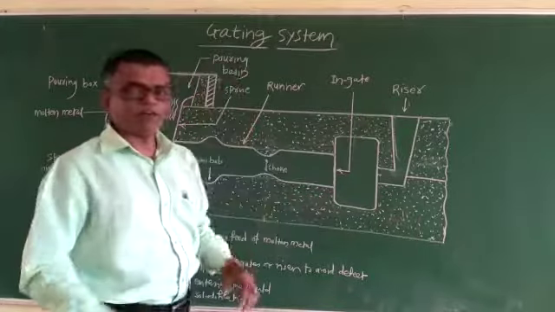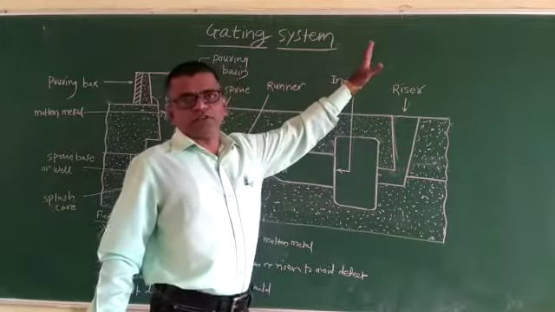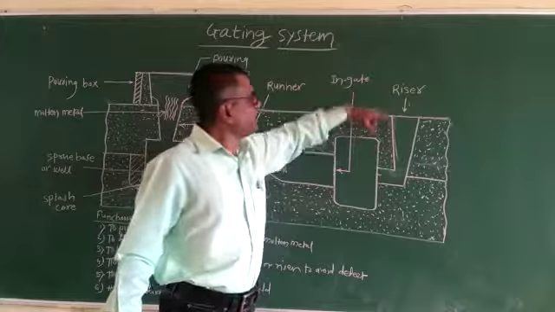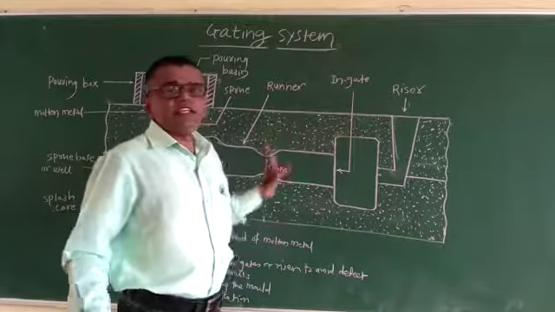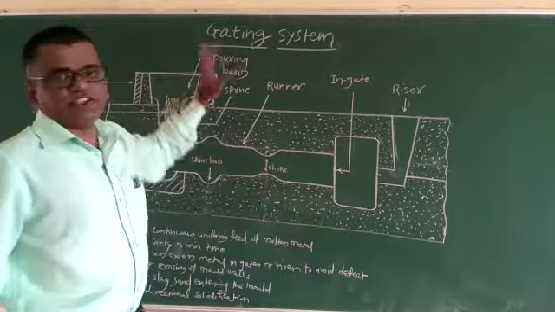After filling the cavity completely, the molten metal will rise through the riser, so that the pourer can see the molten metal in the riser and conclude that the cavity is complete. Okay, so this is regarding the gating system. Thank you.